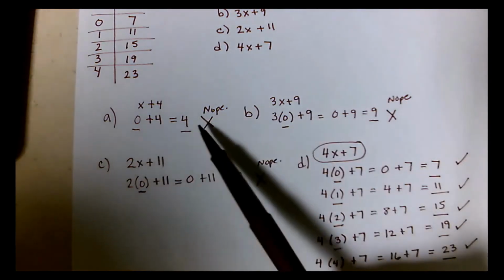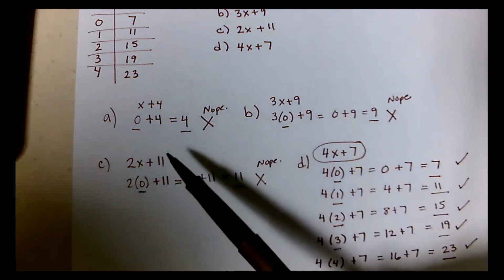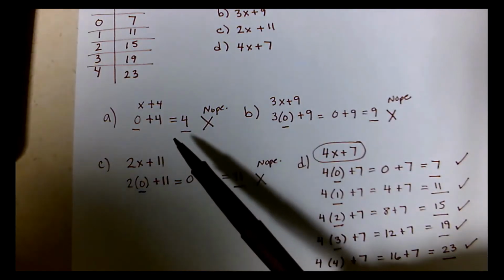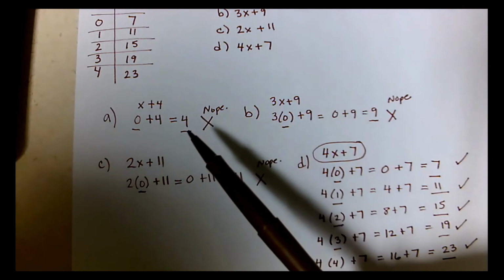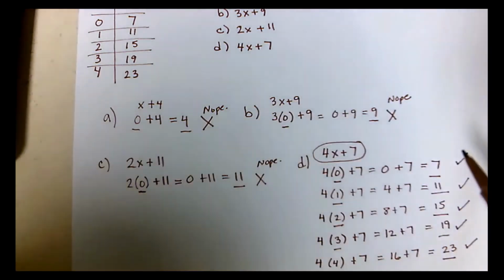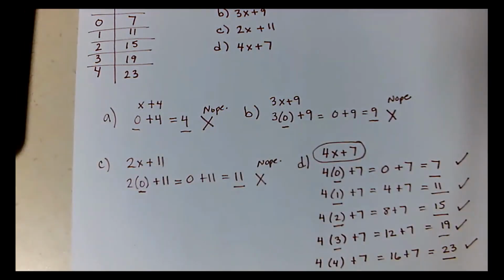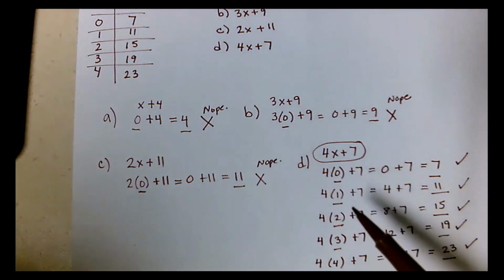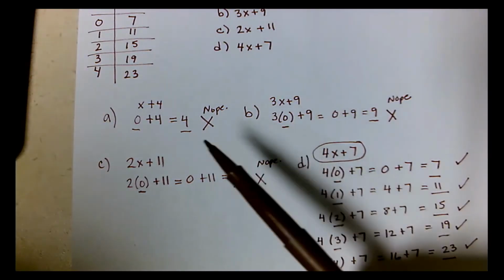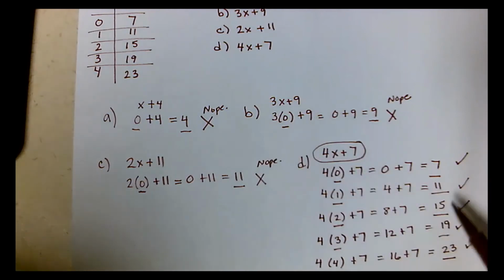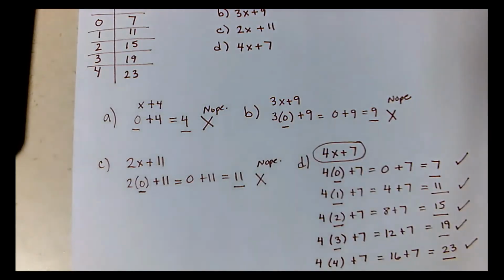Now, the other ones didn't work on the first try, but I bet they work with one of the other inputs, or they have something to do with the pattern to make you think that it's that one. So you just have to be careful and make sure that the one you're choosing works with all of the inputs. 0 to 4 is in our table, so I tried them all out. 0 to 4 and 7 to 23.